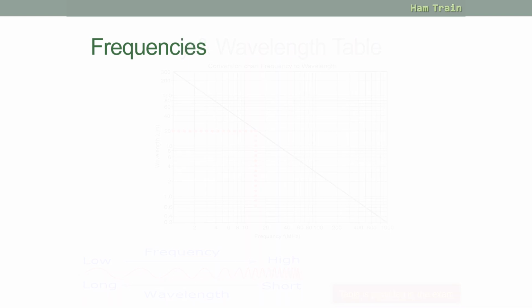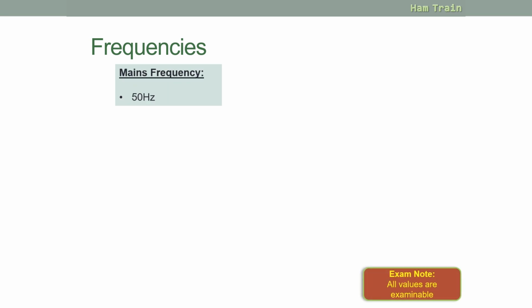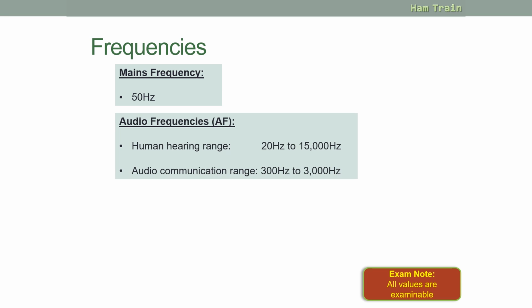Let's take a quick look at individual frequencies. You could be asked any of these in your exam. The mains frequency is 50 Hz, so the alternating current changes 50 times a second. We now need to look at the audio frequencies, AF. The human hearing range on an adult with healthy ears would be somewhere between 20 Hz to 15,000 Hz, or 15 kilohertz. That's the range that a human with good hearing could hear. Audio communication, so to hear speech, would fit in a range between 300 Hz and 3 kilohertz.